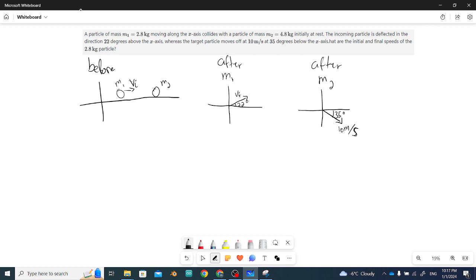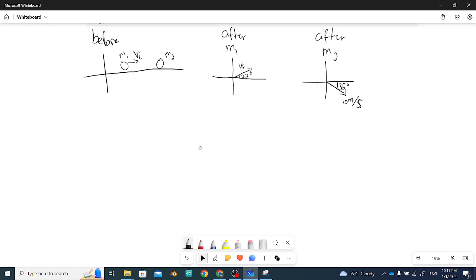Now, we have to use conservation of linear momentum. So let me just bring that here. Initial momentum is equal to final momentum. Now I'm going to use unit vectors, and if we have too many variables, then we're going to have to split the momentum into x and y, which is fine as well.